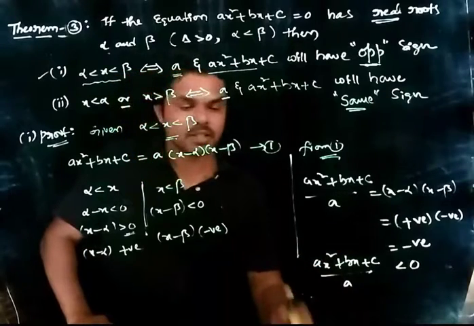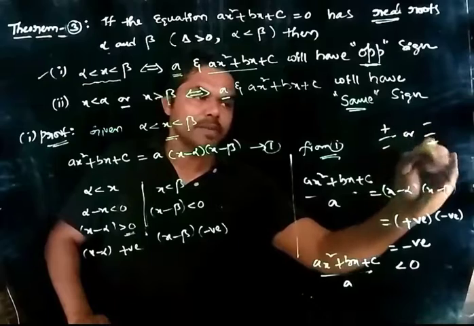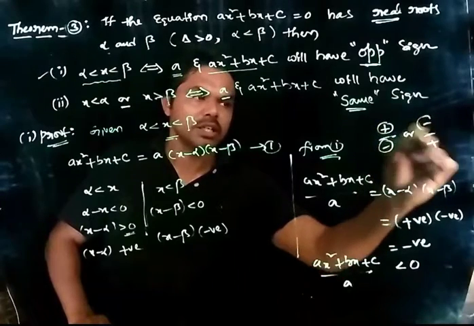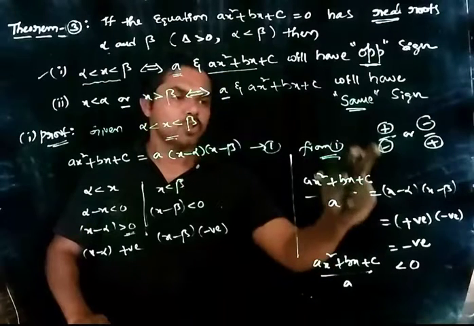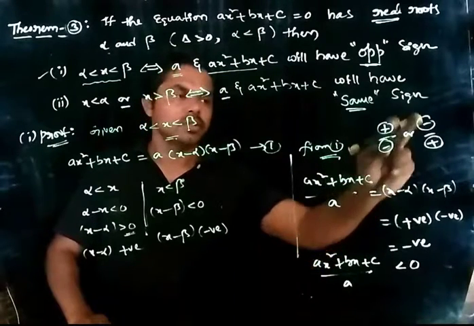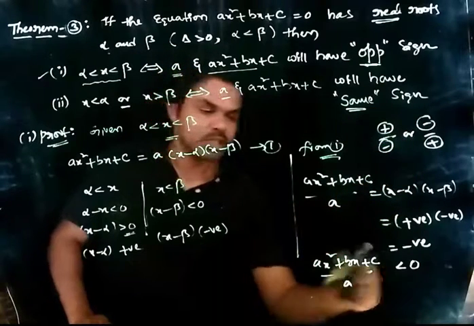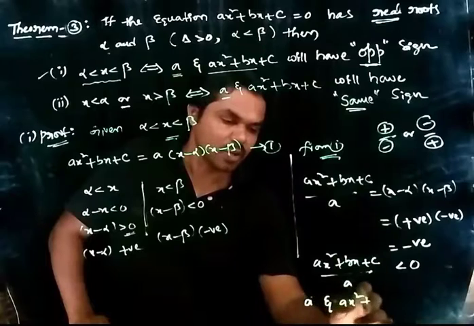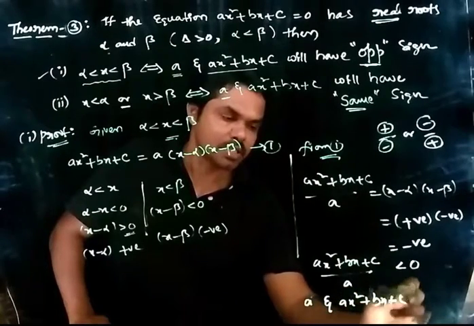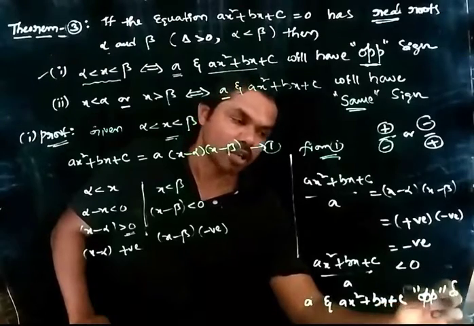When will it happen? Either positive by negative or negative by positive. That means opposite signs. Okay, positive by negative, the answer will be negative. Negative by positive, then also the answer will be negative. So it is very clear, a and the expression ax square plus bx plus c have opposite signs.